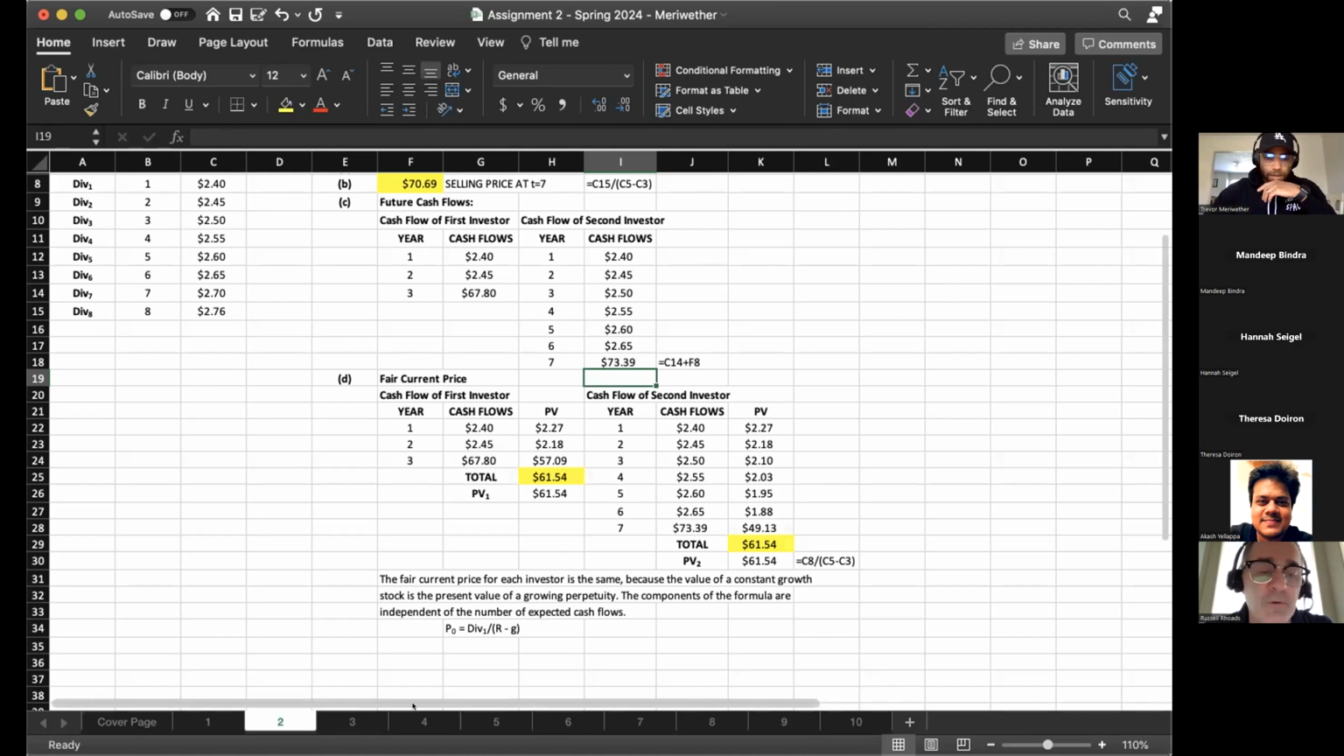Awesome. And your explanation is pretty good as well. But the big point there is, if you have one investor that's thinking 5 years and another that's thinking 10 years, and they think that the growth rate's going to be the same and they're using the same discount rate, they're going to come up with the same valuation for the stock. And that's what you've done. So you're good.